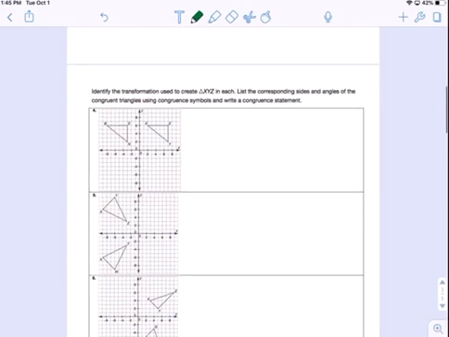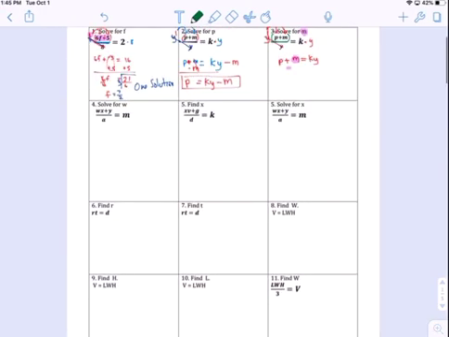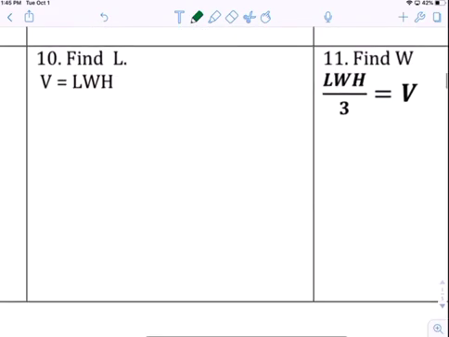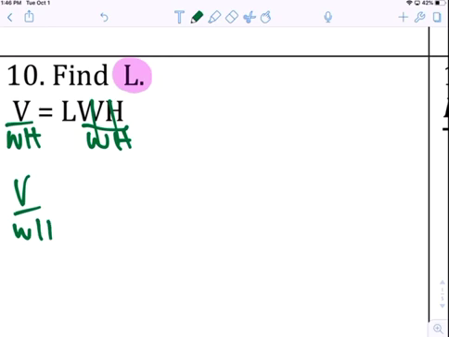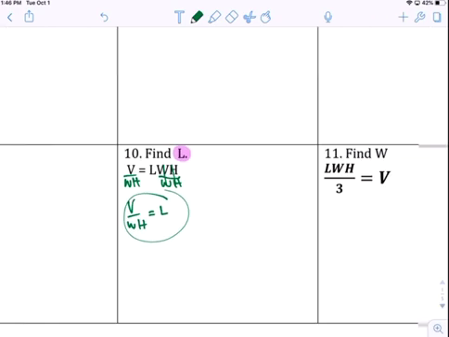Okay, this is your homework. We did all of the front. Some classes I didn't do this one. Trying to find L here, so that means eliminate W and H. Divide both sides by W and H. Cross that out. V over WH is equal to L. Okay, and that's your answer. All right.